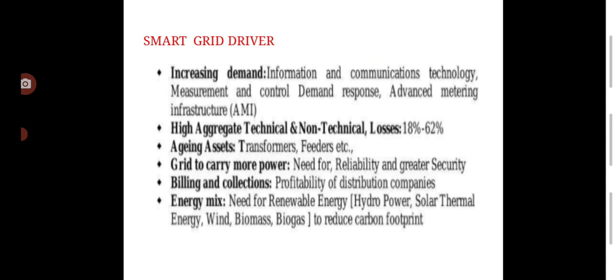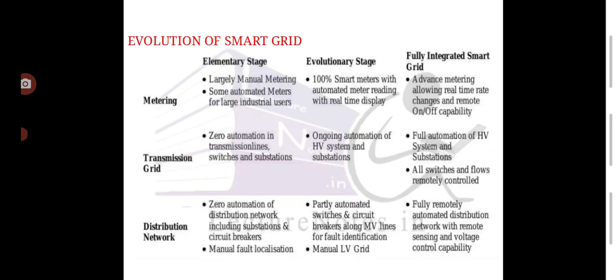So these are all about the smart grid in brief. In detail, we can refer to the books. So next is evolution of a smart grid.